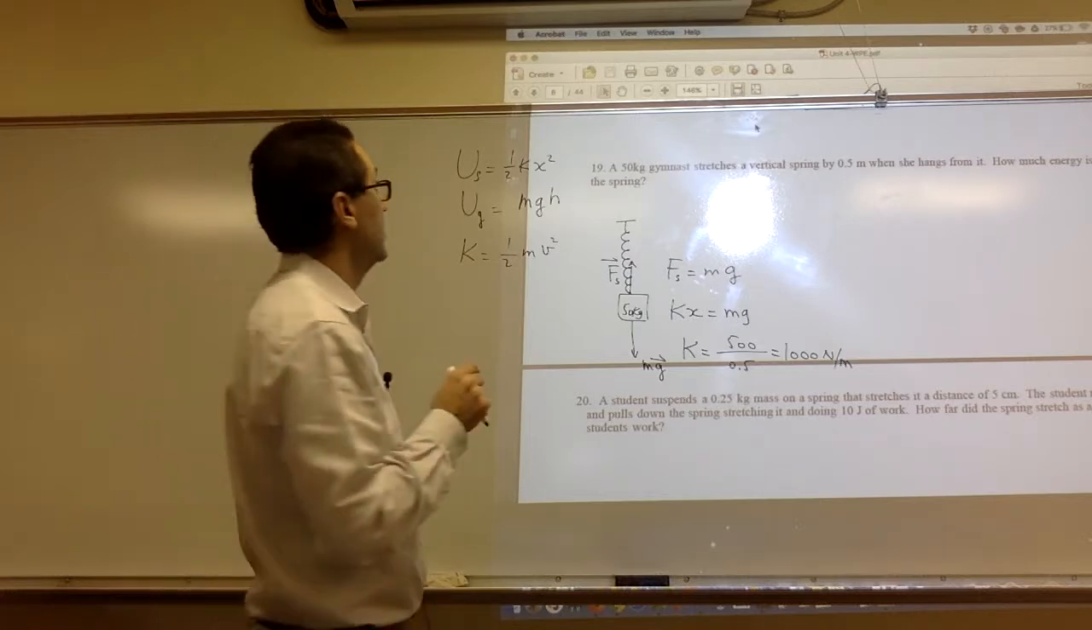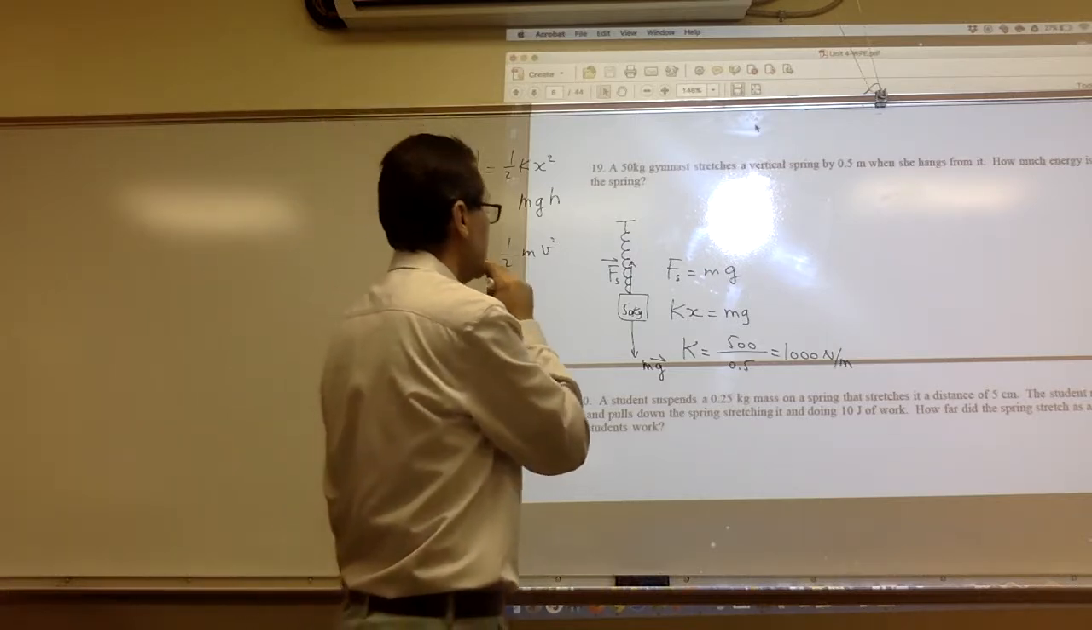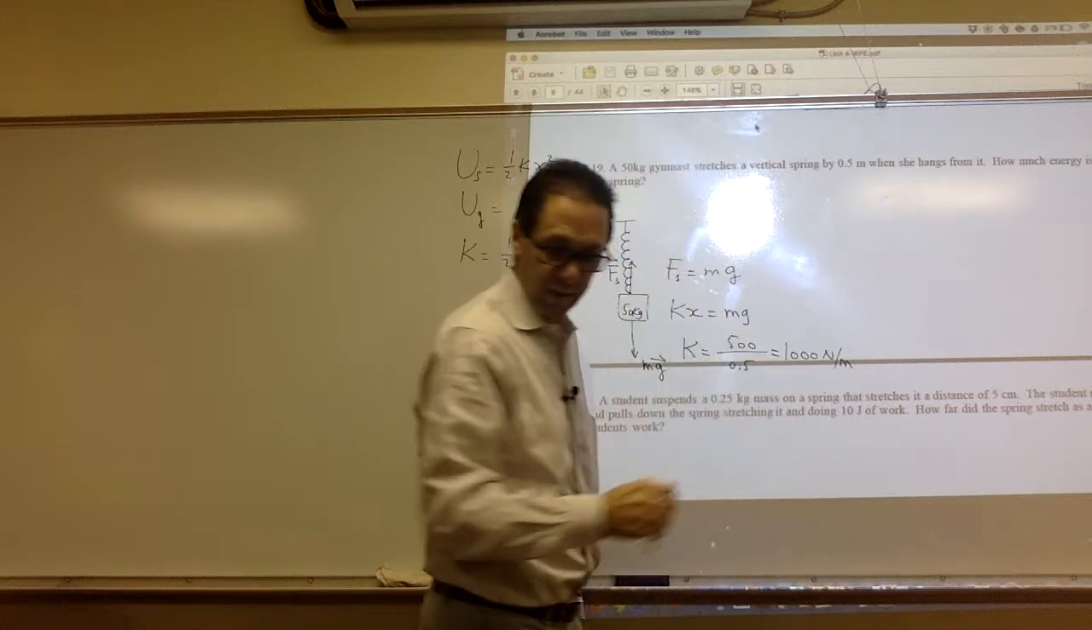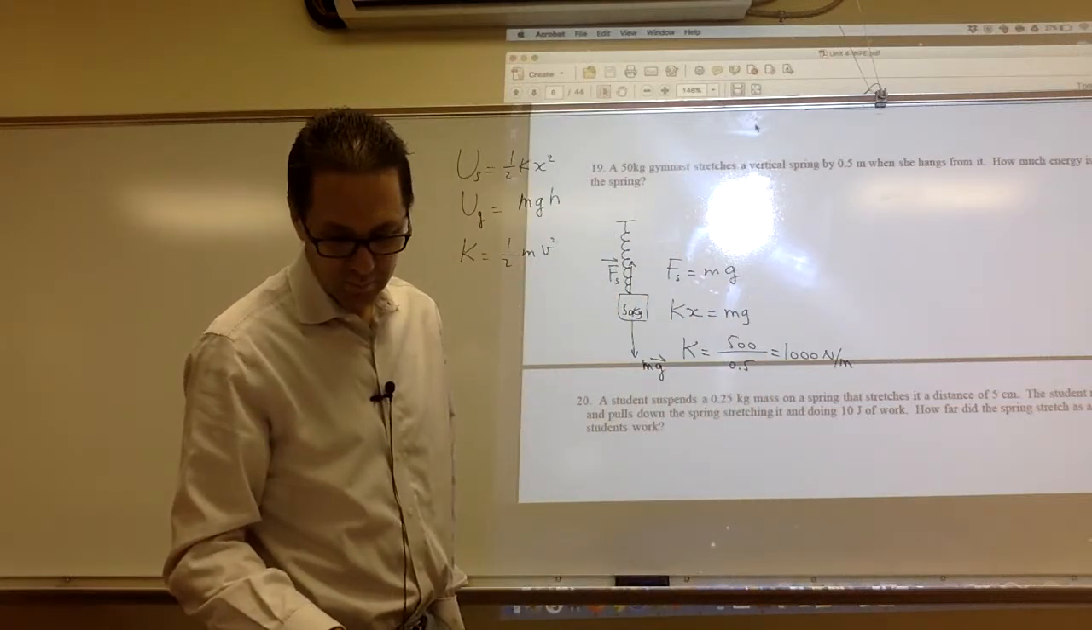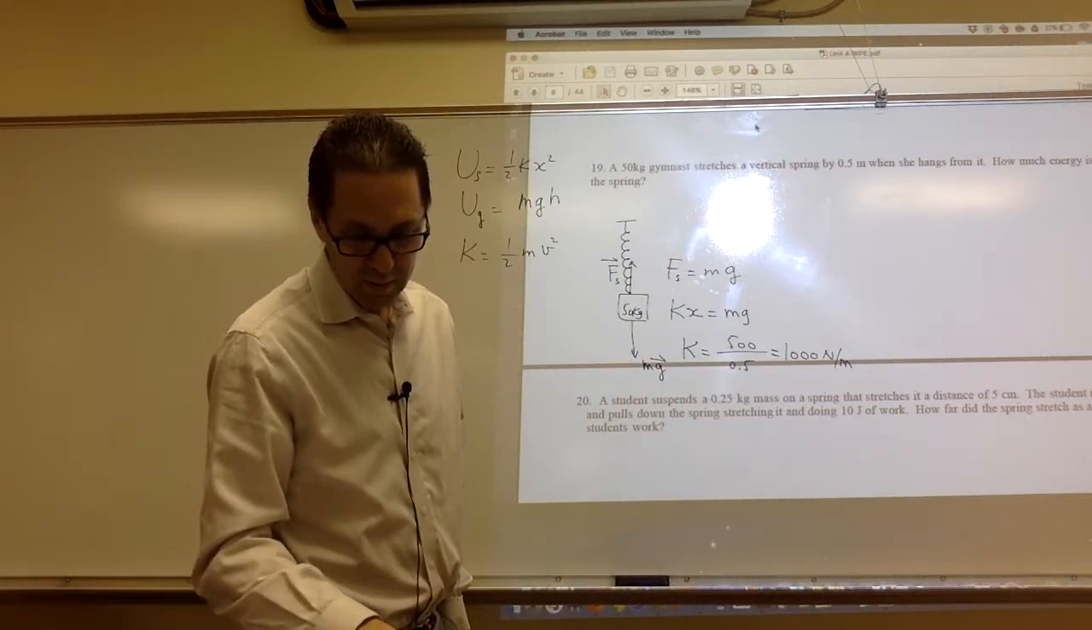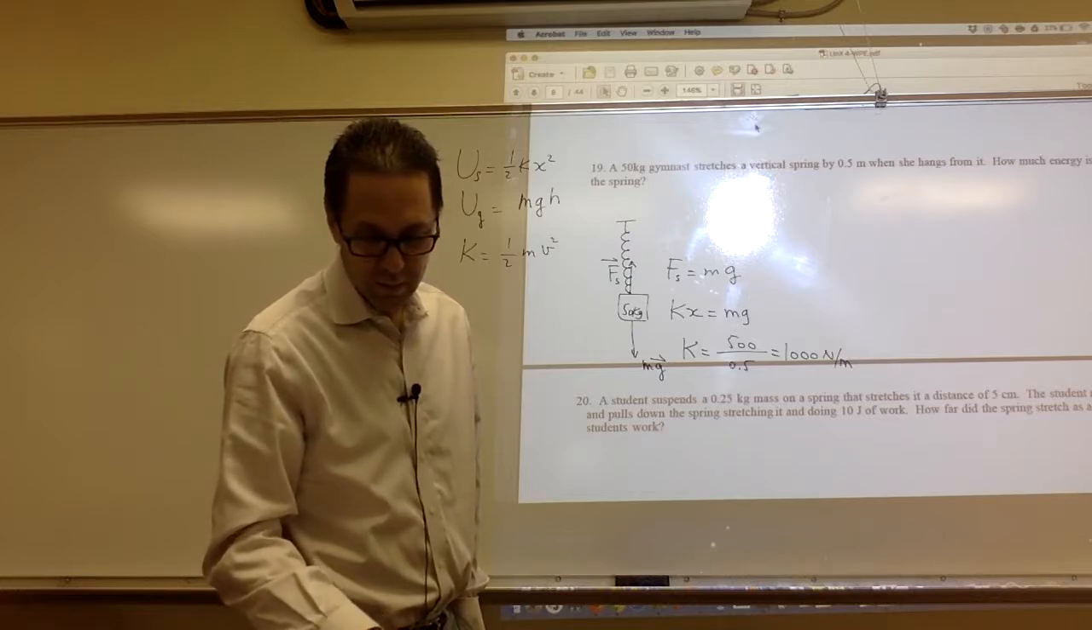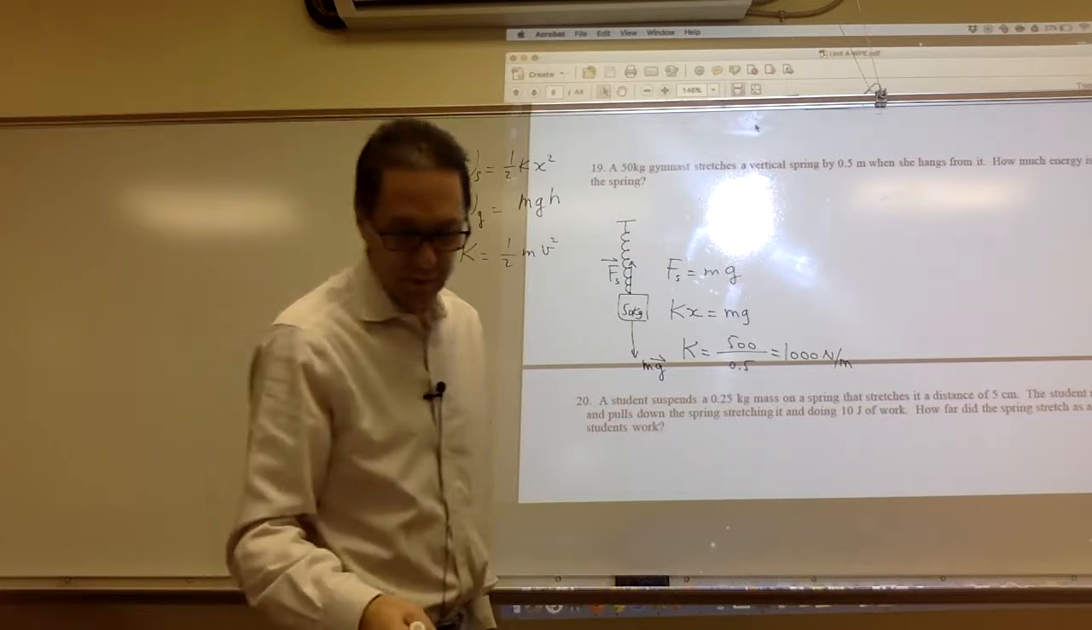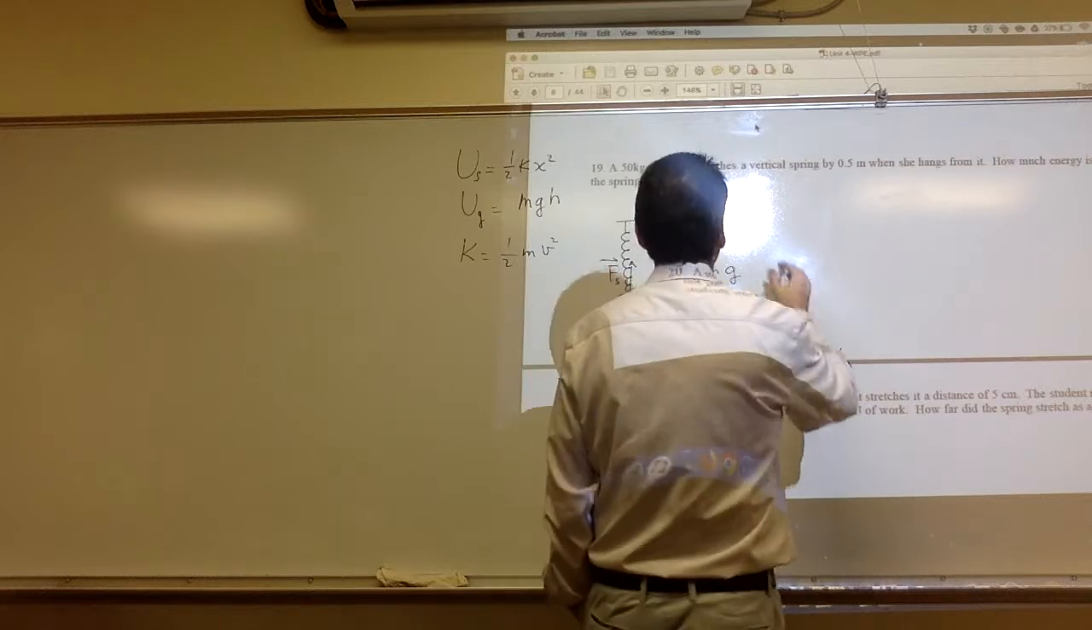I think I missed one earlier. All right, I'll go back to number 18. So the spring constant is a 1,000. In the answer key, I did it differently, but that's fine.